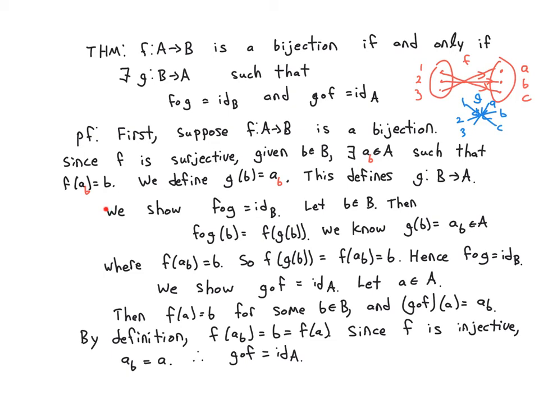So far we haven't used injectivity, so this construction works for surjective functions. We use injectivity here. Now we need to show composition the other direction. Let A be an element of A. Then F of A is equal to B for some element in B. And we know G composed with F of A is this element A sub B.